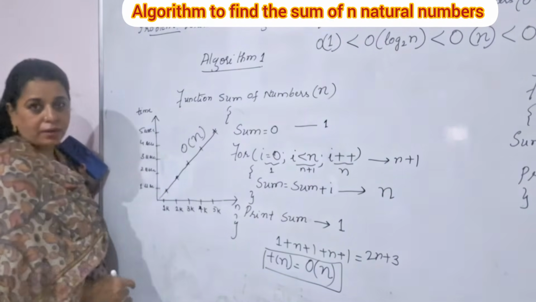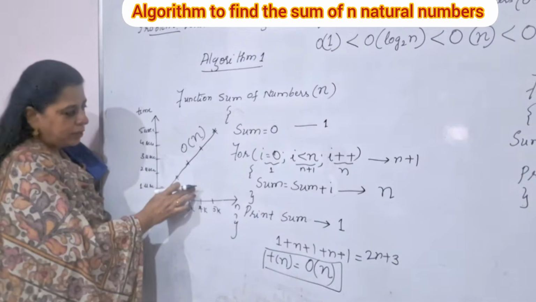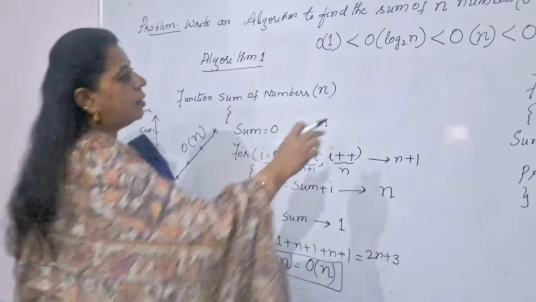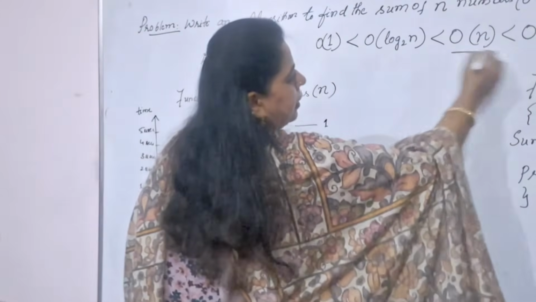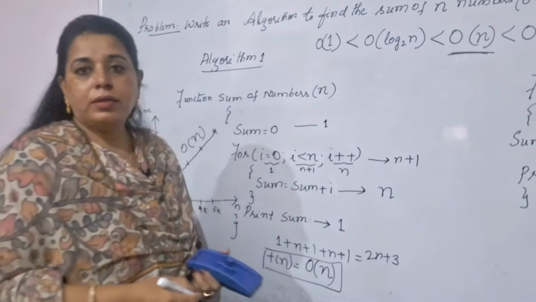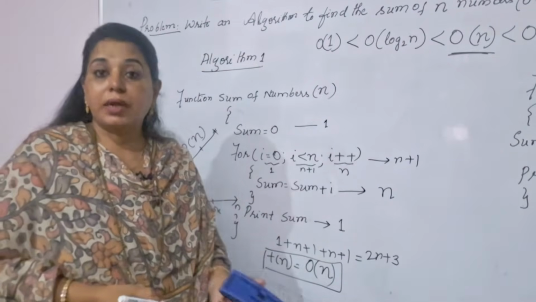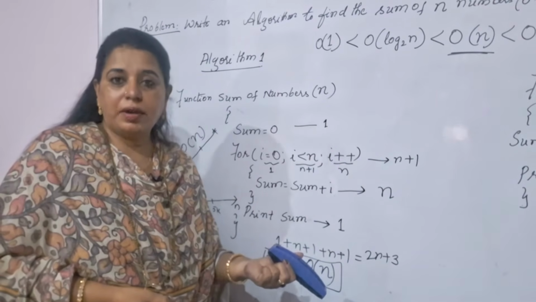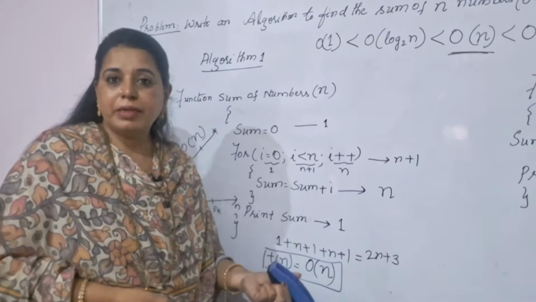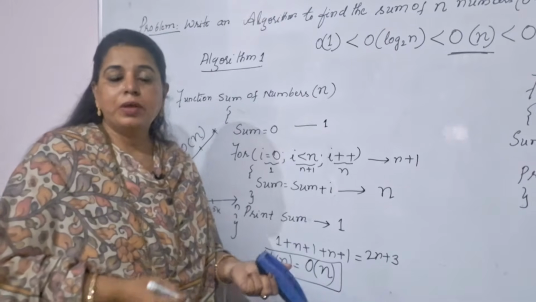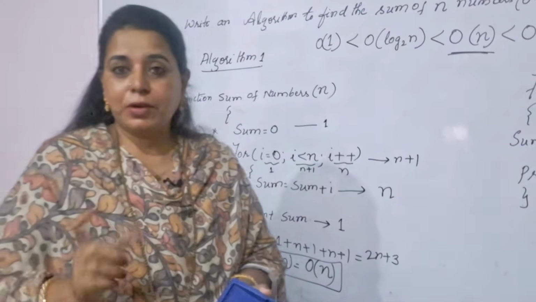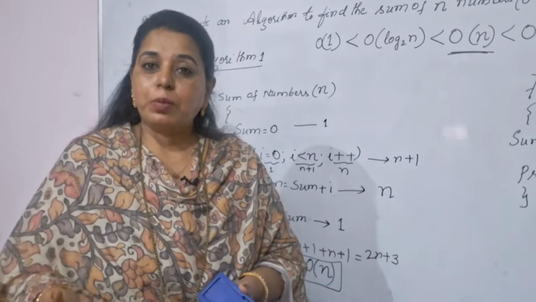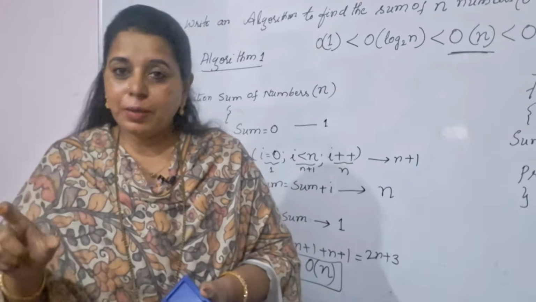N is linear here, as you see in the order of growth. Now, for the same algorithm, can we use a different logic and see whether we get a different running time, whether the time complexity of the algorithm improves? So let us see. Do not get confused when I say the time complexity of an algorithm is improving.